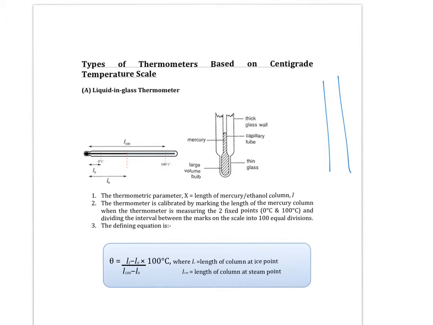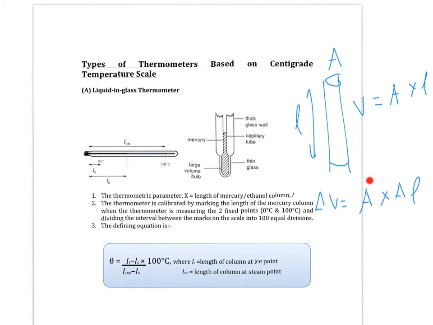It is because if we remember the formula for the volume of a cylinder, it will be the area times the length. So therefore, change in volume will be area times change in length. So if the capillary tube has a very small diameter, the area is small. Therefore, for a small change in volume, it will produce a significant change in length.